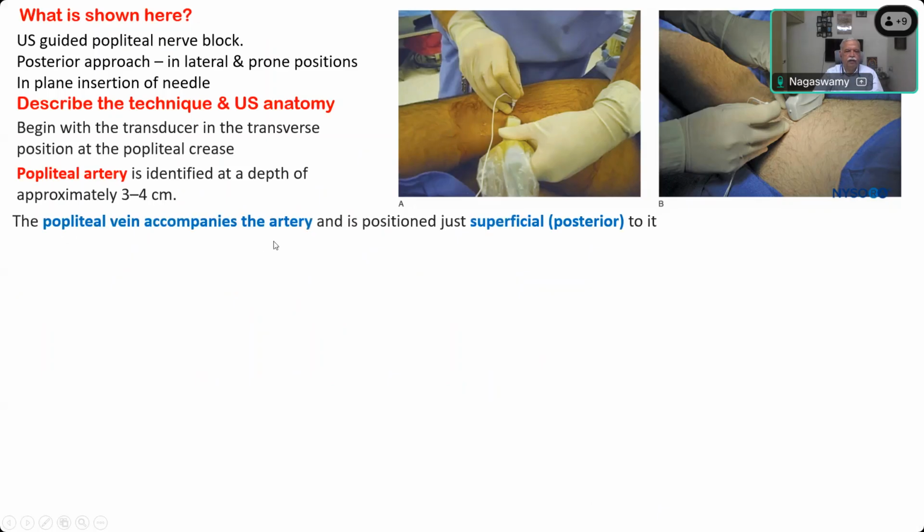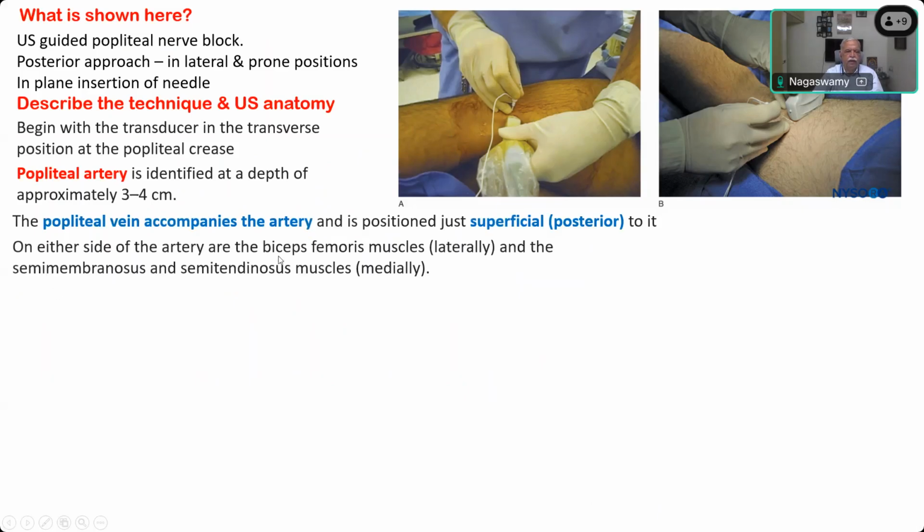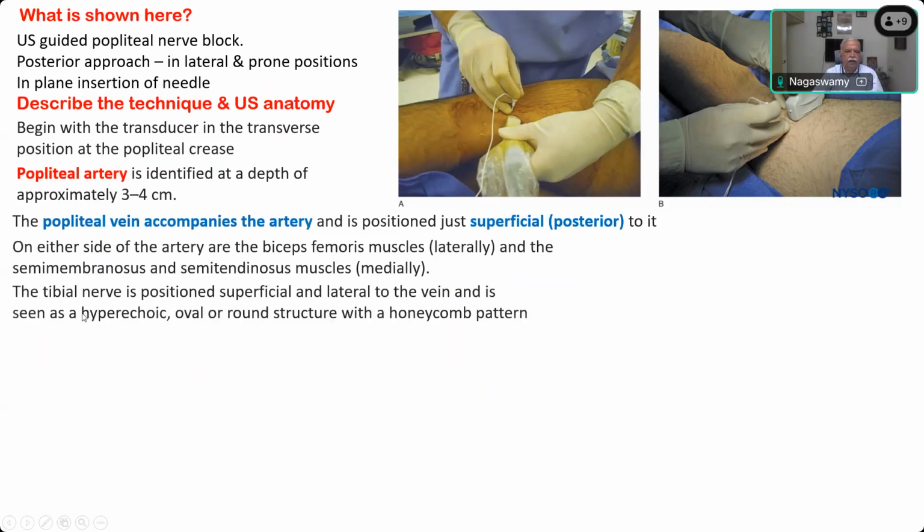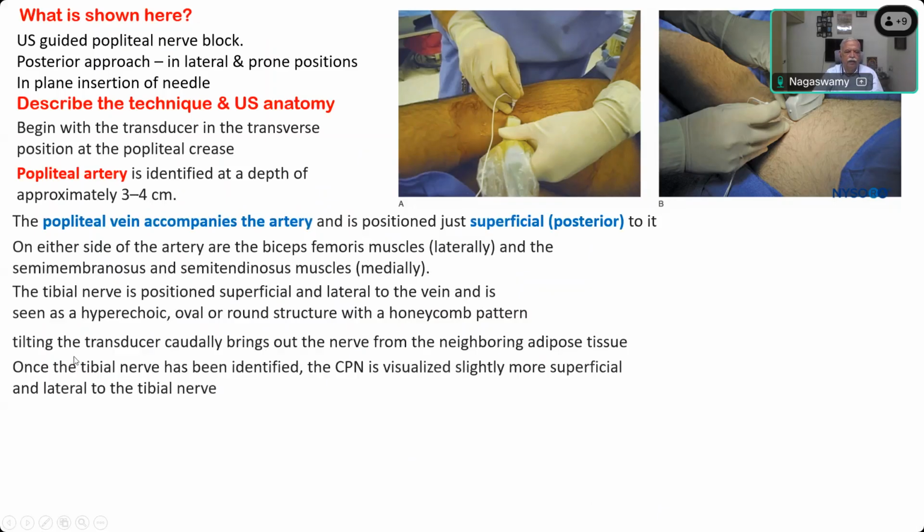The accompanying popliteal vein will be there, which is superficial to the artery. Then on either side of the artery are the muscles, biceps femoris laterally and semitendinosus and semimembranosus medially. And the tibial nerve is positioned superficial and lateral to the vein. It is seen as a hypoechoic oval or round structure with a honeycomb pattern. Then tilting the transducer caudally brings the nerve out from the neighboring adipose tissue. Once the tibial nerve has been identified, the common peroneal nerve is visualized slightly more superficial and lateral to the tibial nerve.